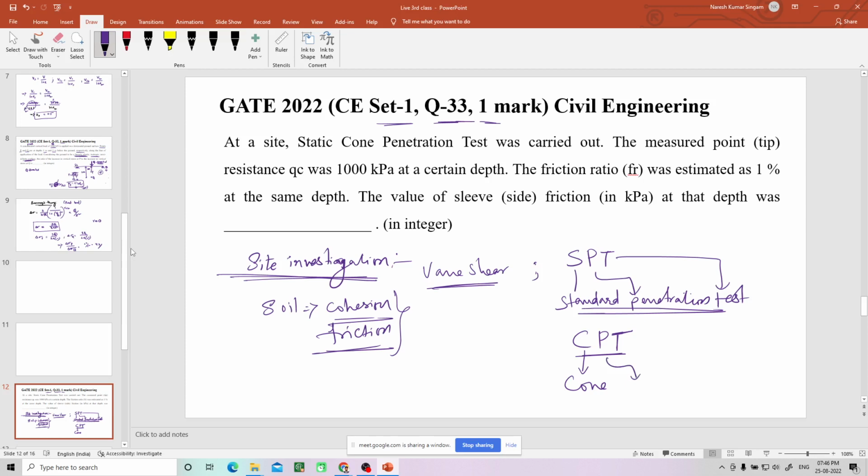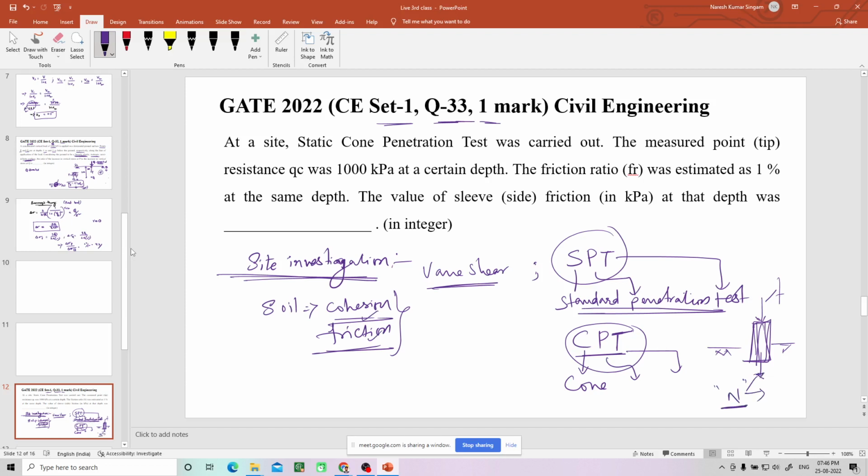In the standard penetration test, there will be a sampler. Suppose this is the ground level. There is a sampler above which you will tamp it. You will give some blows, so that's how it goes down. When it goes down, depending upon the number of blows, you will find out the cohesion or friction.